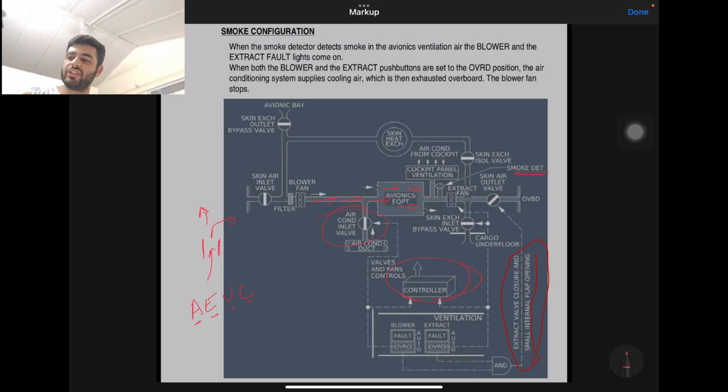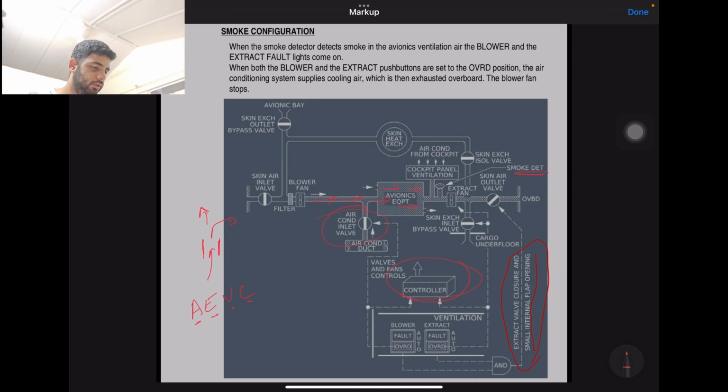Lavatory and galley ventilation, on the other hand, goes to the same place where your outflow valve is. Your outflow valve for your air conditioning, that outflow valve, the extraction fan draws ambient air through the cabin and the lavatories and galleys and exhausts it near the outflow valve. So it takes it all and keeps it near the outflow valve.